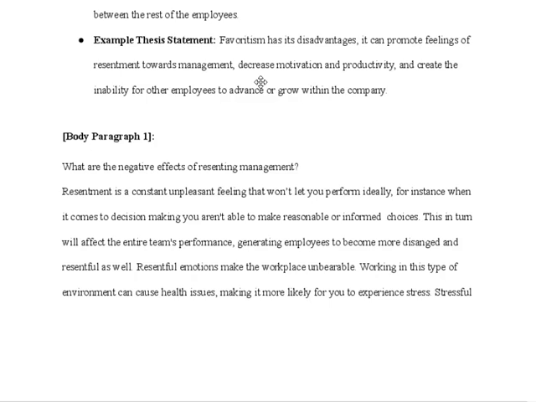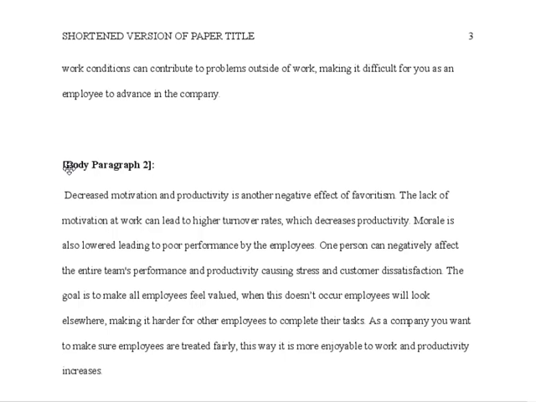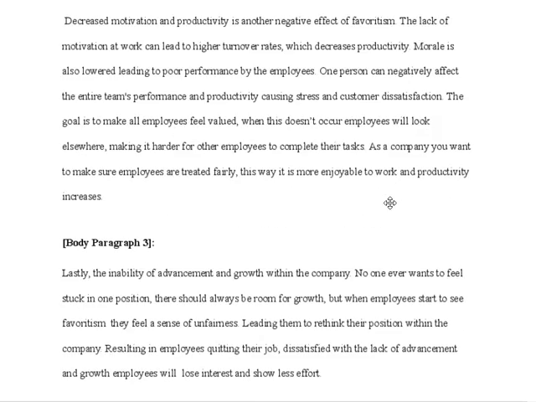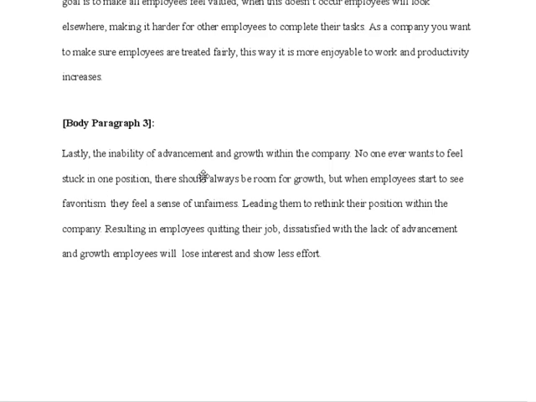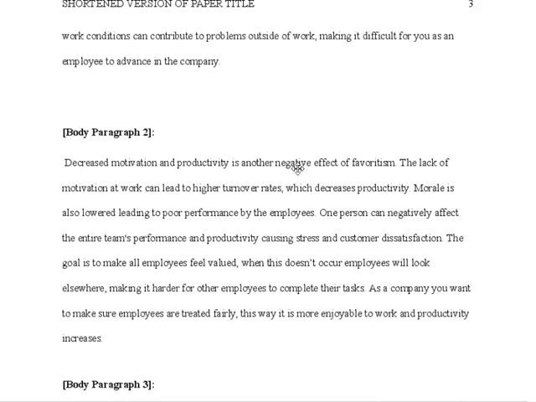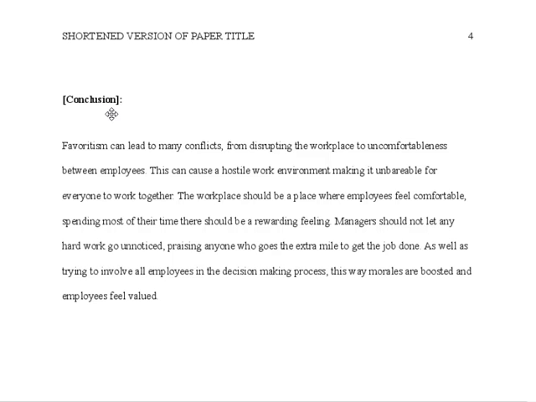And so let's take a look at the next page, which should talk about decreased motivation and productivity. And so here in her next body paragraph, she writes about decreased motivation and productivity as another negative effect of favoritism. And then lastly, the inability of advancement and growth within the company. And so here she did a good job matching her body paragraphs with her thesis statement. And then she has her conclusion.